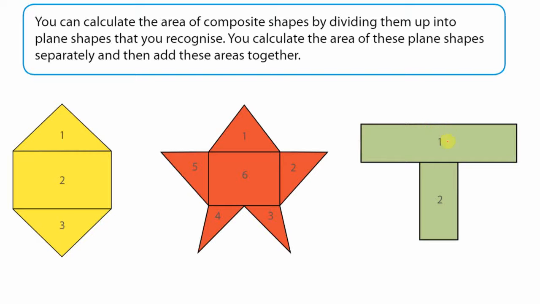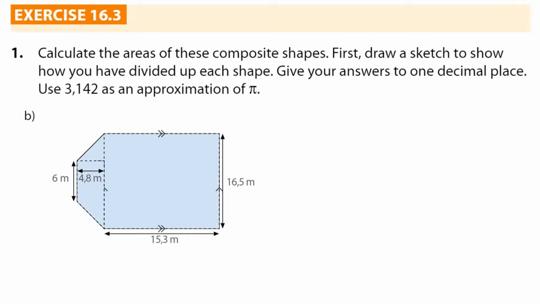Similarly, here we have 2 simple shapes. We can calculate each one's area or perimeter separately and add it up to get the whole composite shape's area or perimeter. So let's make use of exercise 16.3 to illustrate these concepts.